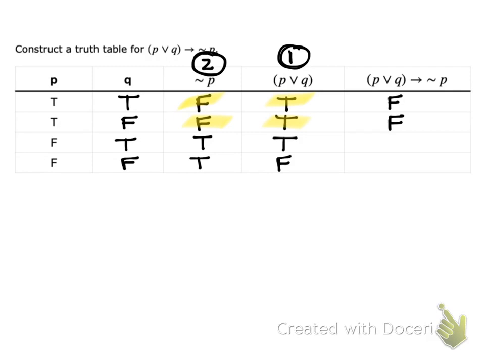So true, true, we're going to mark that true. False, start false, then true, we're going to mark that true. The only one that truly violates the truth value of the conditional is if it starts true and it ends false. You got that? Okay. So let's look at another one.